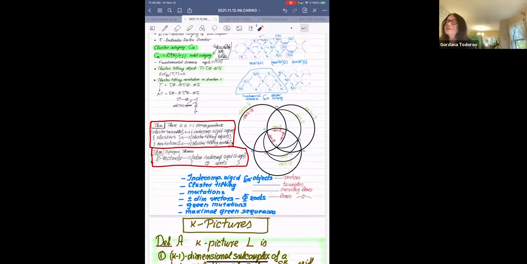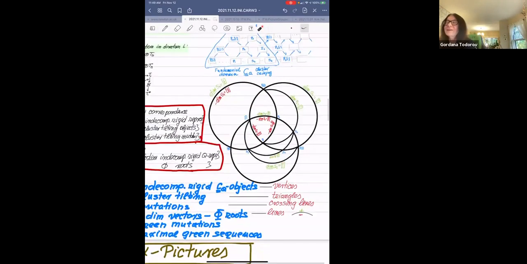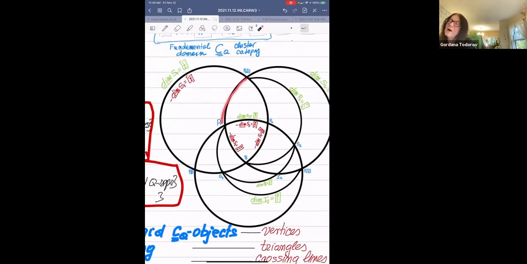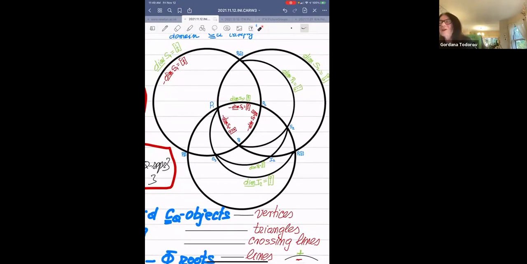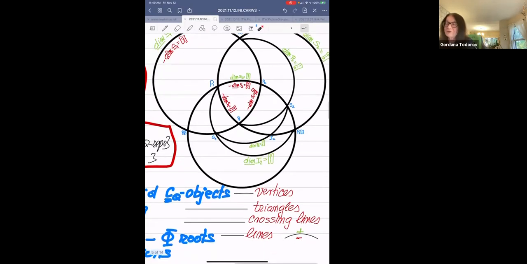Okay. And then again, clusters correspond to cluster tilting objects. Oh yeah, I will be using that. So cluster tilting objects correspond to triangles. Rigid objects correspond to parts of the triangles. This is like a rigid object. And mutations correspond to crossing the lines, which is crossing C vectors from the positive side to the negative side of C vectors. So everything, all of the cluster terminology, has an interpretation on this picture.